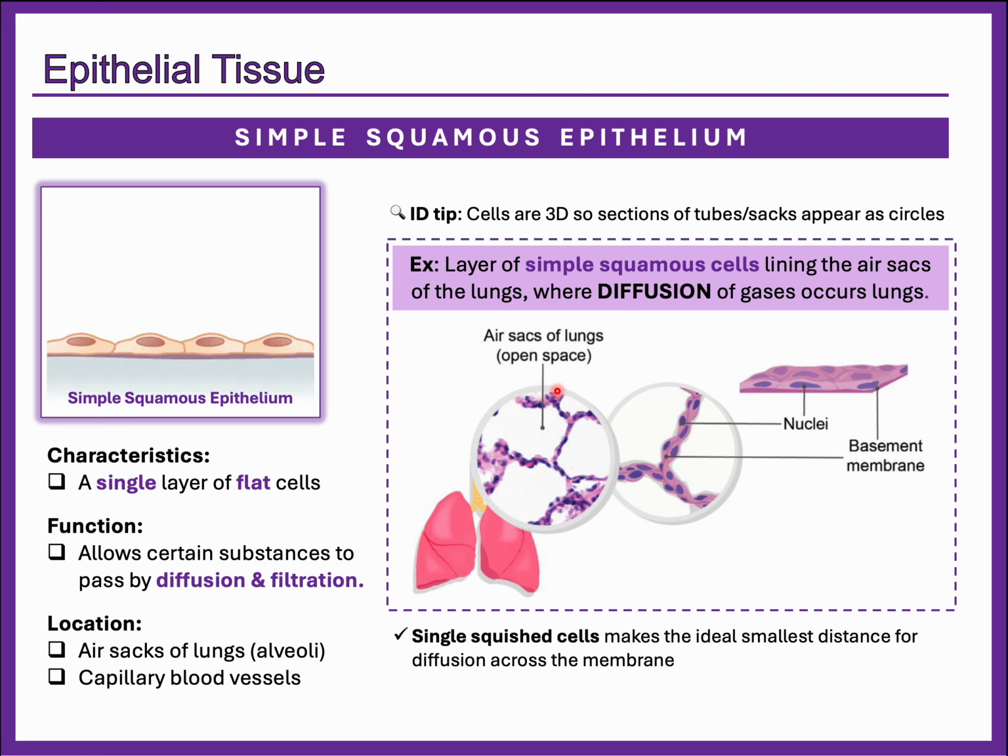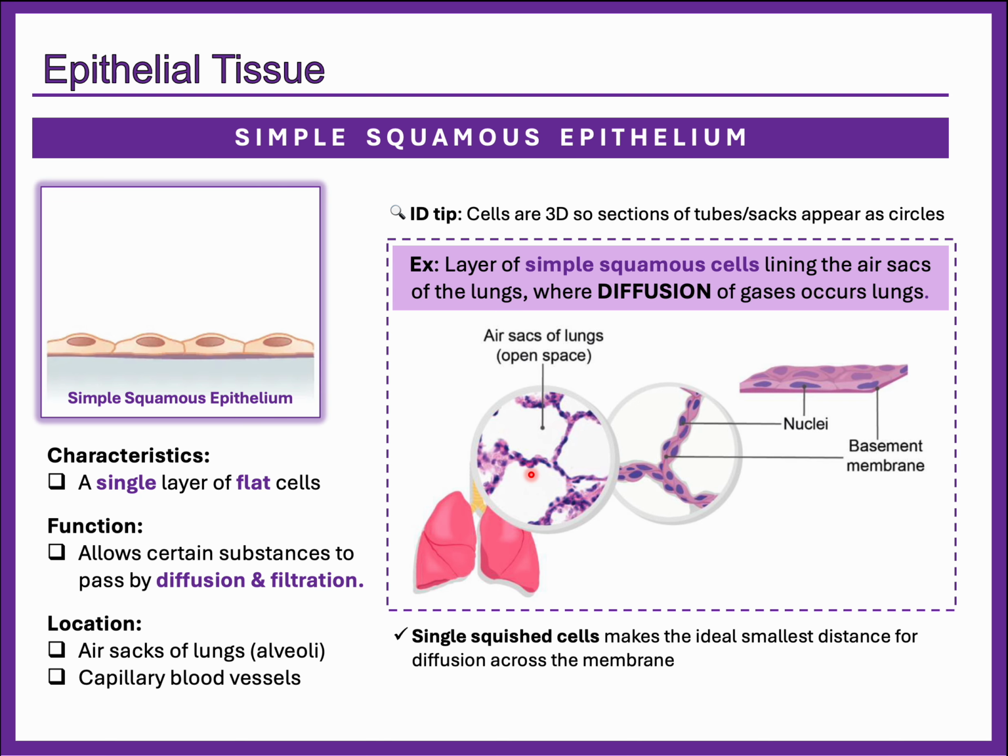So an example, right? The layer of simple squamous cells lining air sacs of the lungs help with diffusion of gases. In the lungs, we have alveoli, these pouches of air sacs. And I want you to think of grapes again, with many grapes on a grape cluster. That's how alveoli are. They are all these little grapes. And if you slice the whole cluster of grapes in two, you'll see the little pouches where the grapes are.